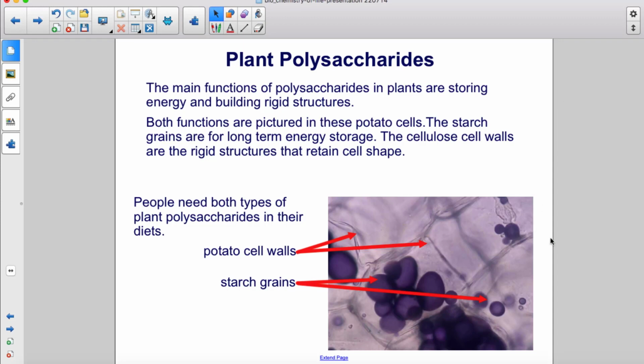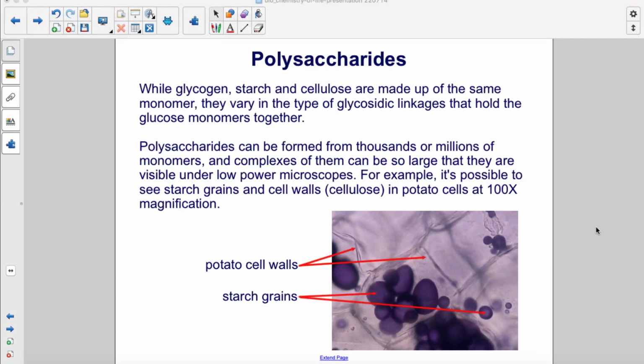The starch grains are for long-term energy storage. The cellulose cell walls are the rigid structures that retain cell shape. People need both types of plant polysaccharides in their diets. While glycogen, starch, and cellulose are made up of the same monomer, they vary in the type of glycosidic linkages that hold the glucose monomers together.